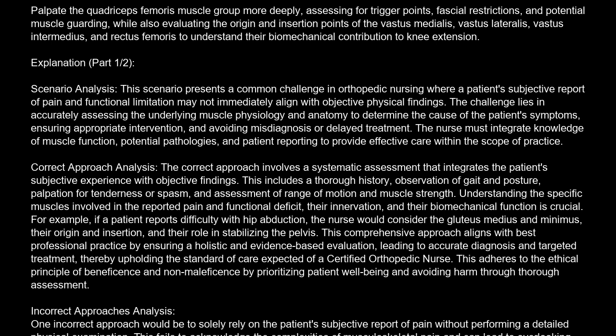Understanding the specific muscles involved in the reported pain and functional deficit, their innervation, and their biomechanical function is crucial. For example, if a patient reports difficulty with hip abduction, the nurse would consider the gluteus medius and minimus, their origin and insertion, and their role in stabilizing the pelvis.